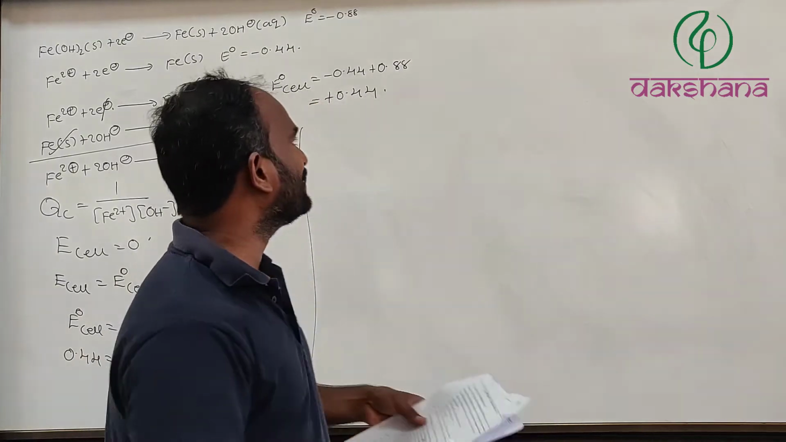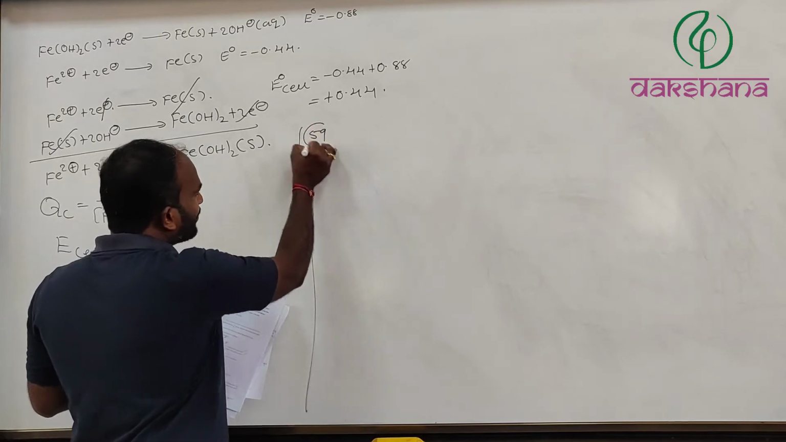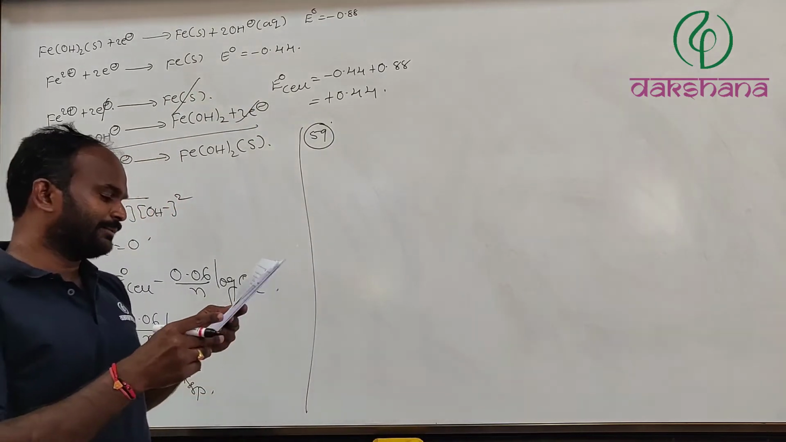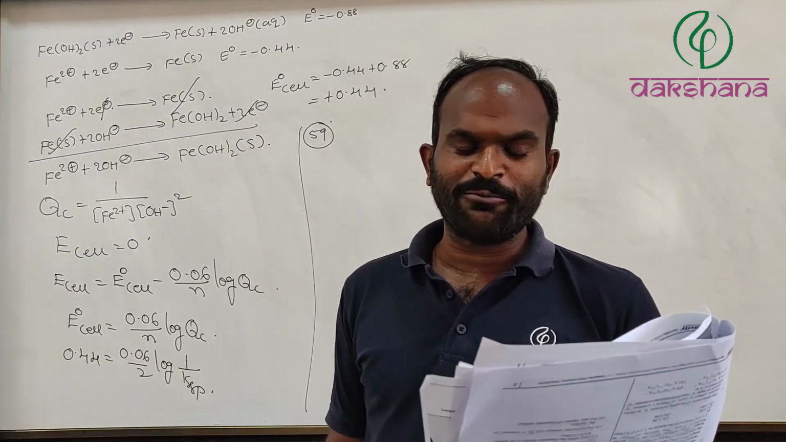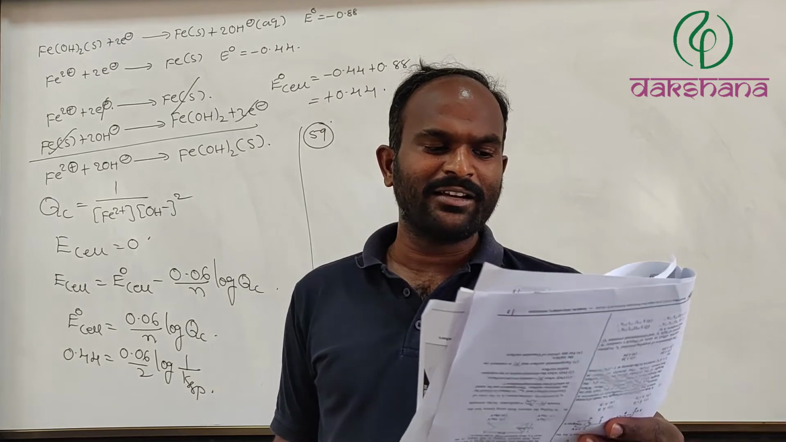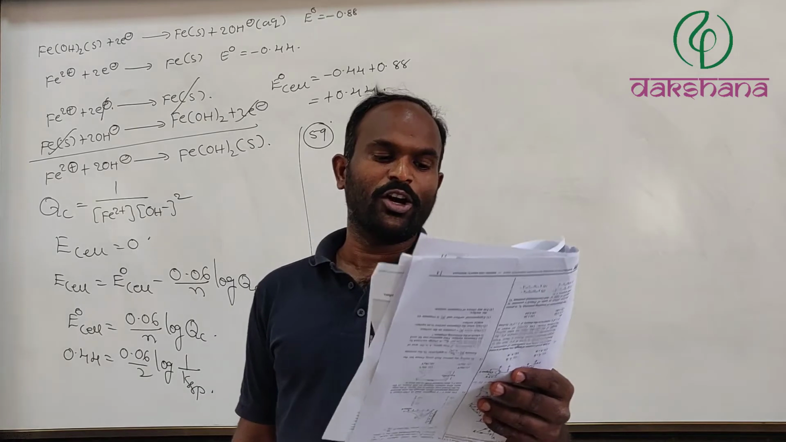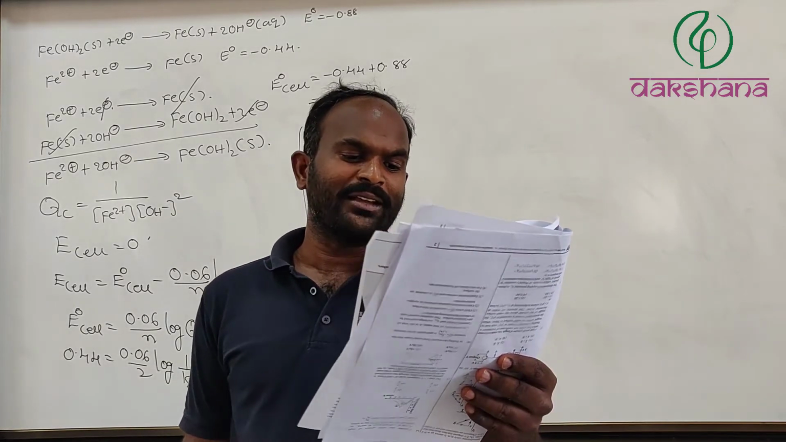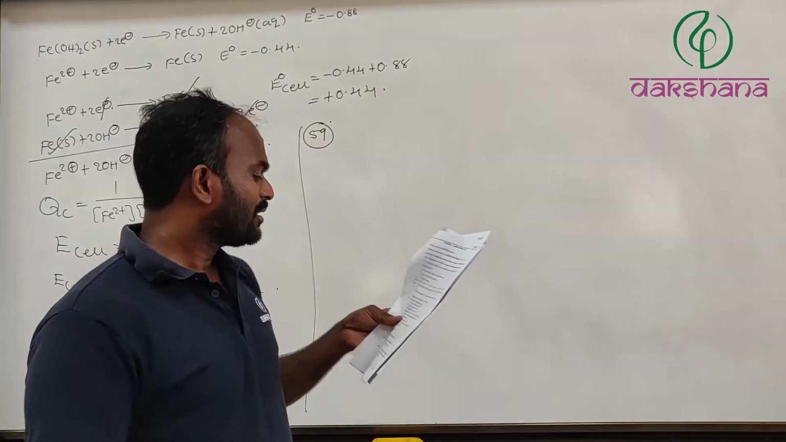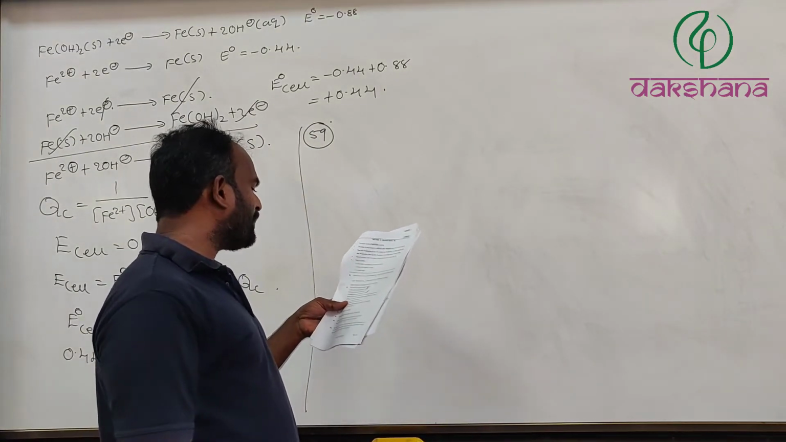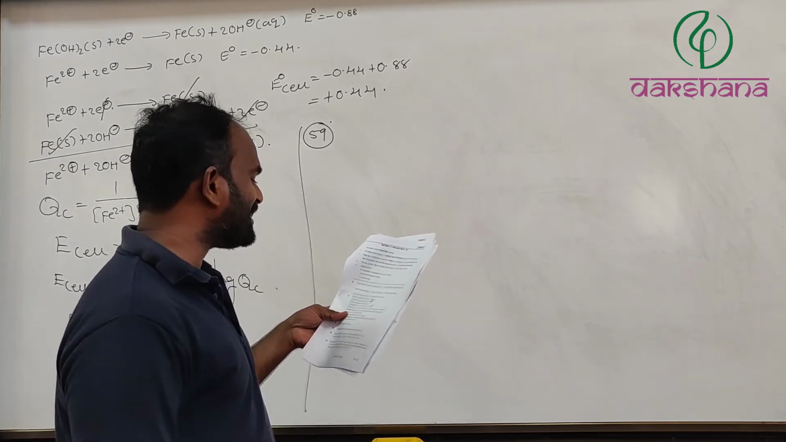Next, when it comes to section 3, question number 59. In the adsorption experiment, a graph between log x by m versus log p was found to be linear with a slope of 45 degrees. The intercept on the log x by m axis was found to be 0.3010. Calculate the amount of gas adsorbed per gram of charcoal under a pressure of 0.5 atm.